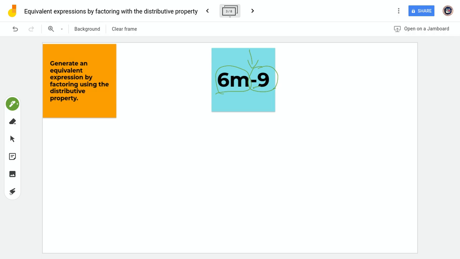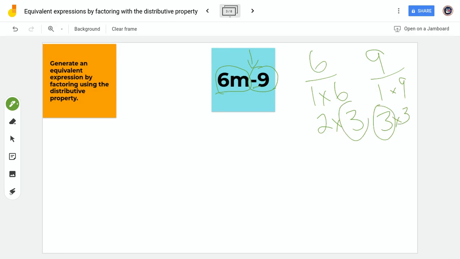All right, so 6m minus 9. So I think of my common factors. Well, 6 is not a factor of 9, and 9 is not a factor of 6. Can't be, it's bigger. All right, so 1 times 6, 2 times 3. 1 times 9, 3 times 3. In this case, my common factor is 3. So I'm going to divide both of these terms by 3.